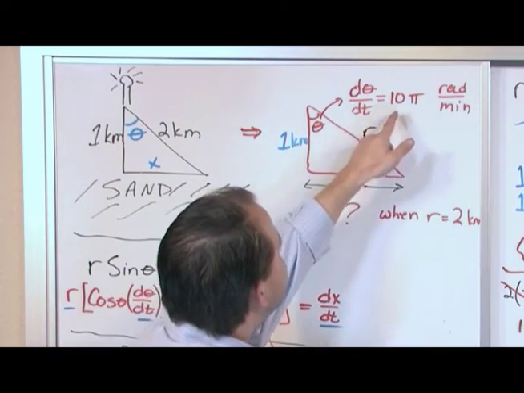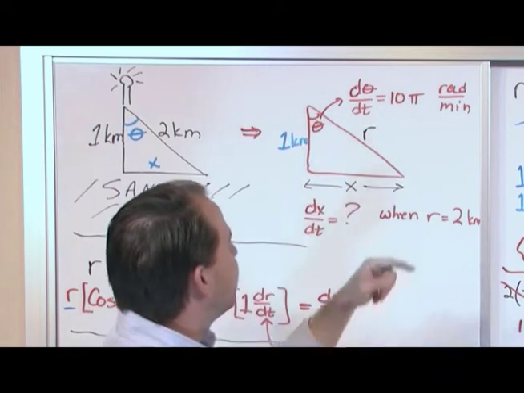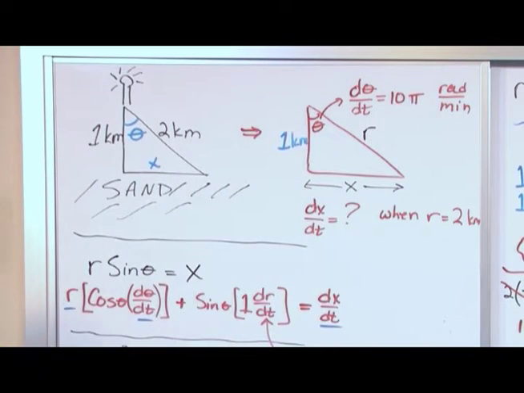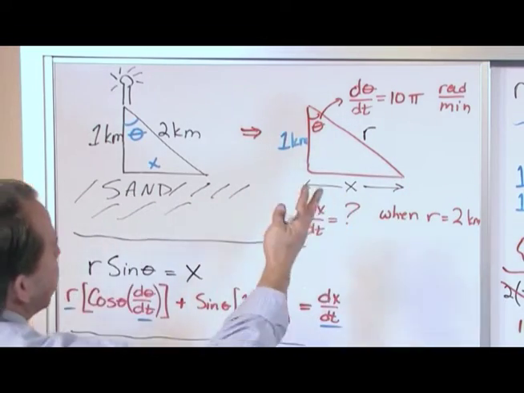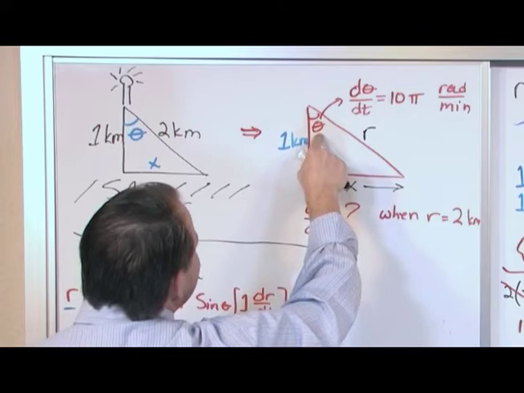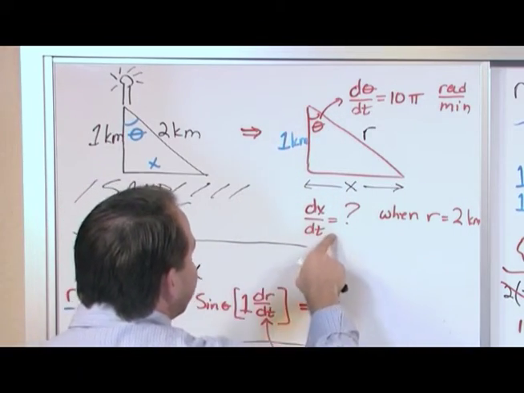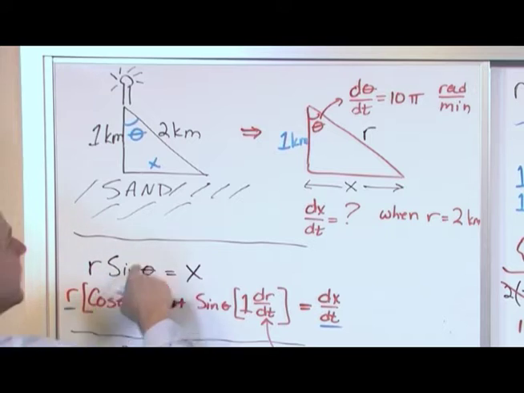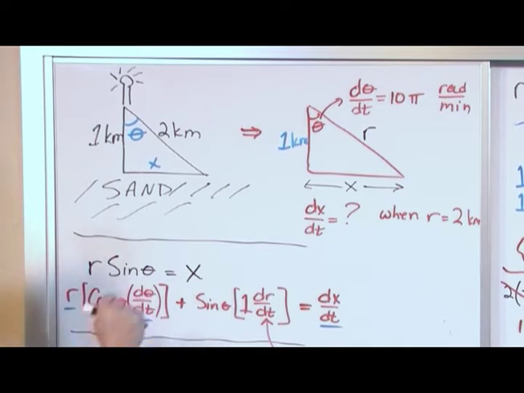We're given dθ/dt, the angular rate that the light is spinning around in a circle, in radians per minute. So we look for an equation. There might be different ways to solve this problem, but the way I did it was to find an equation that relates θ to x, because those are things that I know and that I'm trying to solve. So I say r times sine θ is equal to x, and that comes straight from triangle geometry. So I get that and I take the derivative.